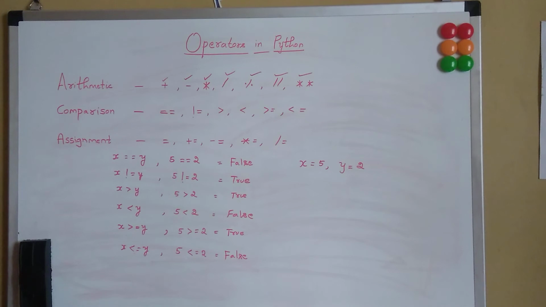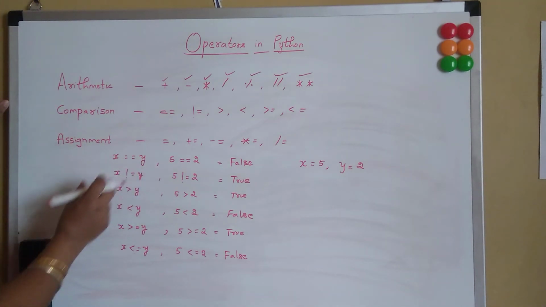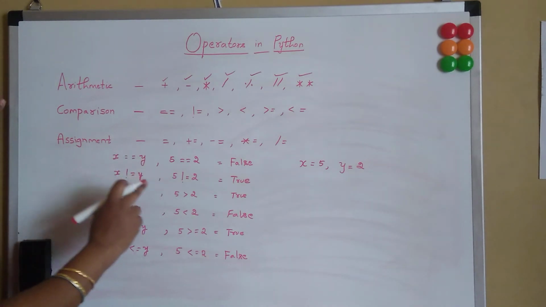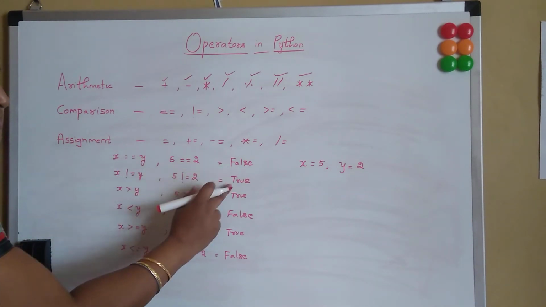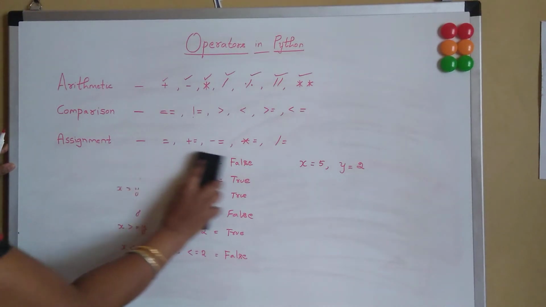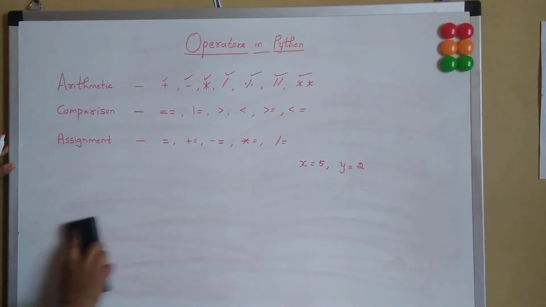So basically here the comparison is being done on the two operands x and y, and based on the result a Boolean value false or true is being displayed on the console. So this was the comparison operators in Python. Now let's move on to the assignment operators.